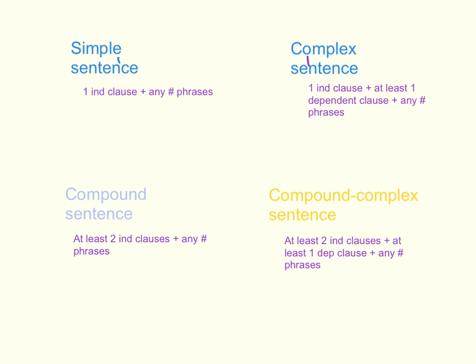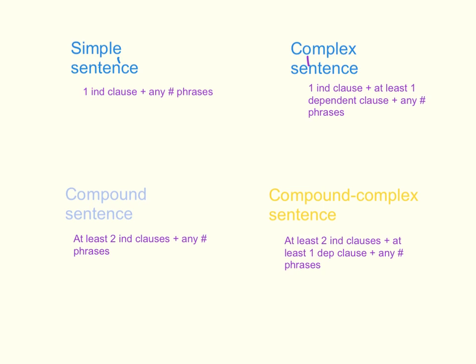So a simple sentence is the simplest of the 4, and it includes 1 independent clause, only 1, and any number of phrases, like they all do. Compound sentence, next, has at least 2 independent clauses, and of course, any number of phrases. So a compound sentence could have 2 independent clauses, or it could have 17, at least 2 or more.